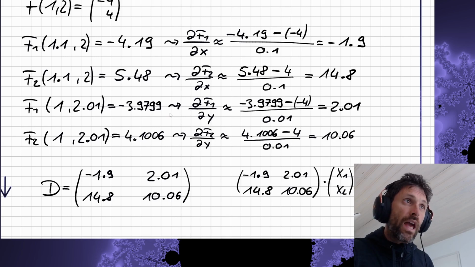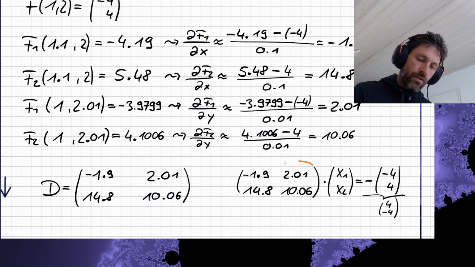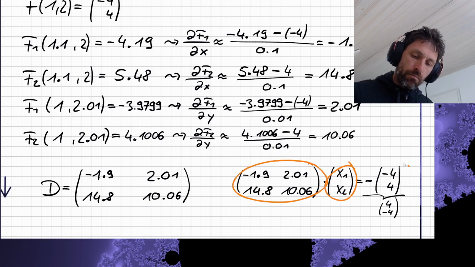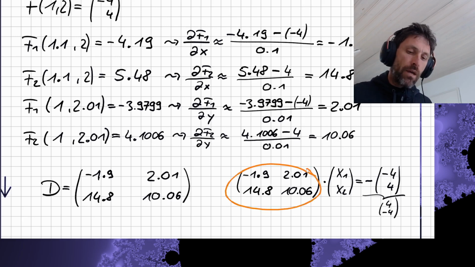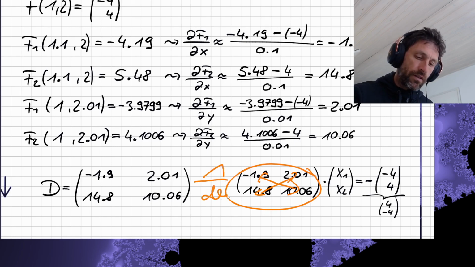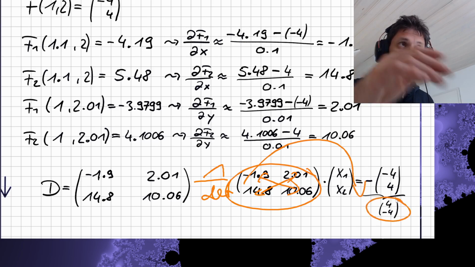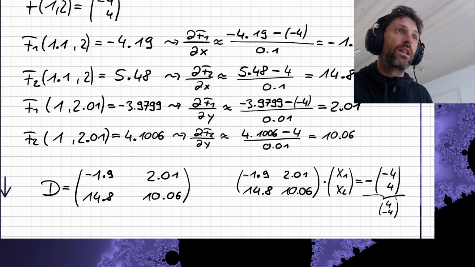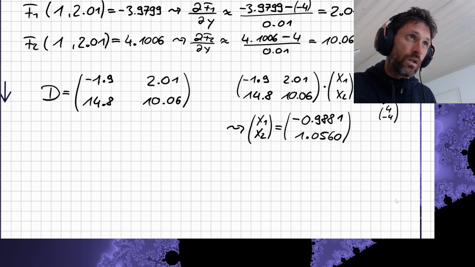Then we have the following linear system. Find the solution with minus the function value. You can use some electronic help in that case, or take the inverse of that matrix: swap these two, take the negative of them, divide 1 by the determinant, and multiply from the right hand side with (4, minus 4). Then you will get the solution, and this is more or less minus 1, and more or less plus 1.